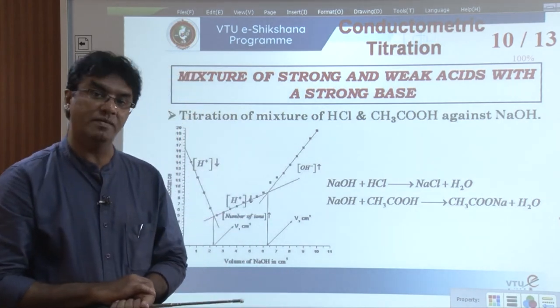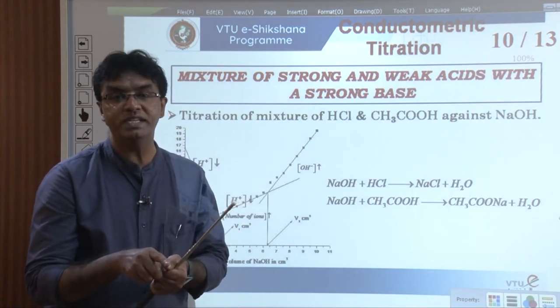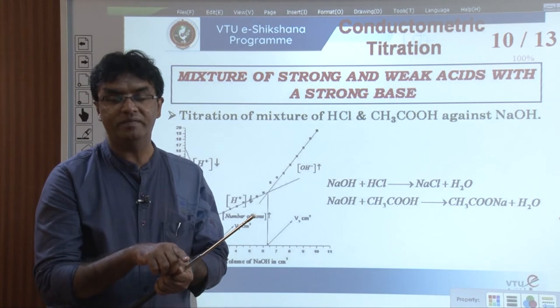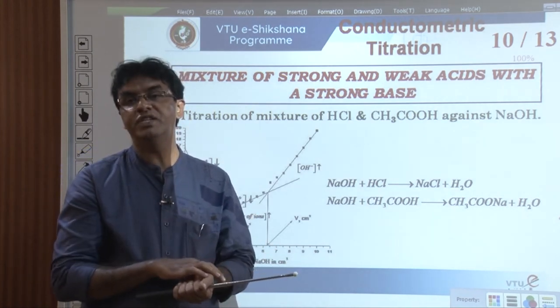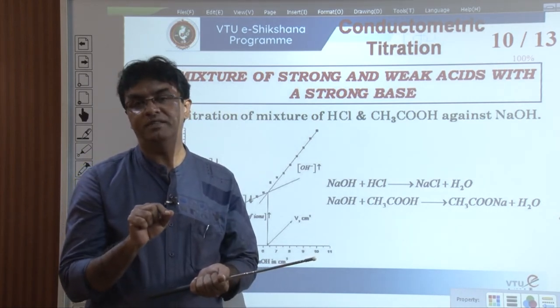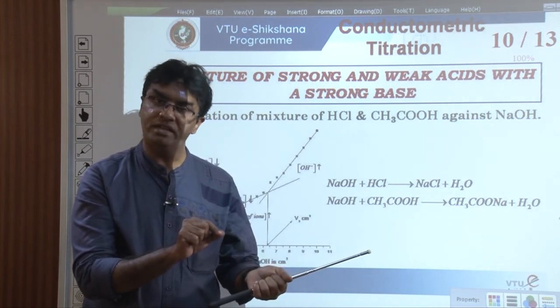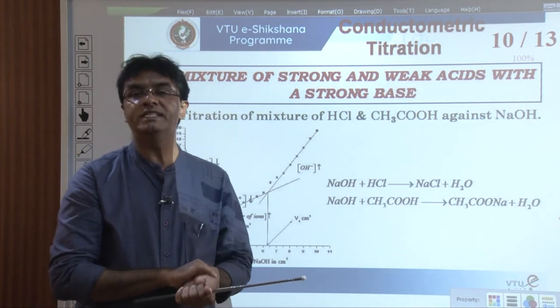Acid mixture is the mixture of what? HCl and acetic acid. Out of these two acids, HCl is a strong acid, acetic acid is a weak acid. Okay. Then what do you do? You dip the conductivity cell into the acid mixture and find out the conductance of the acid mixture. It is shown in the conductivity meter in digital form. Note down the conductance of the acid mixture.